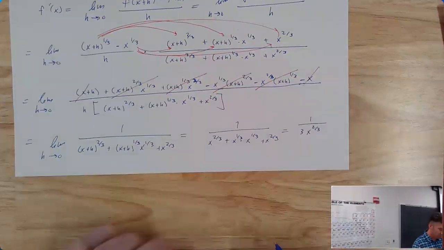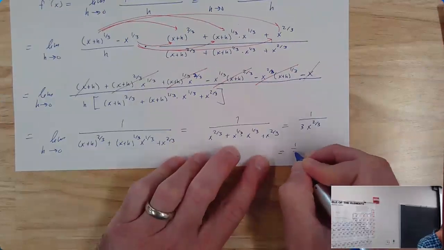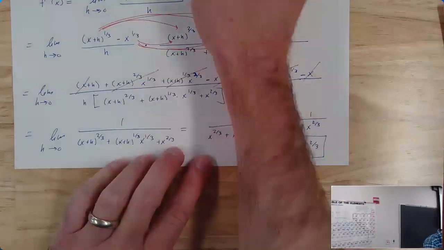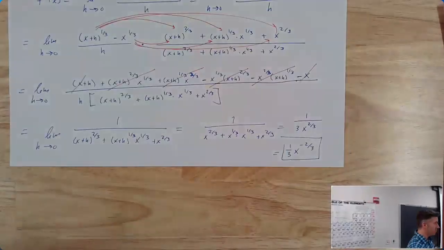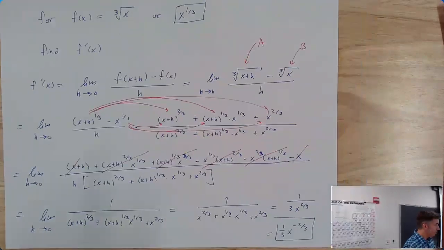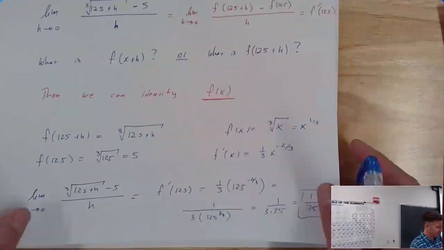Or if you prefer, 1/3 times x to the negative 2/3. Exactly what the power rule would tell us we would get. So that is essentially the same process you would use for doing something like this.